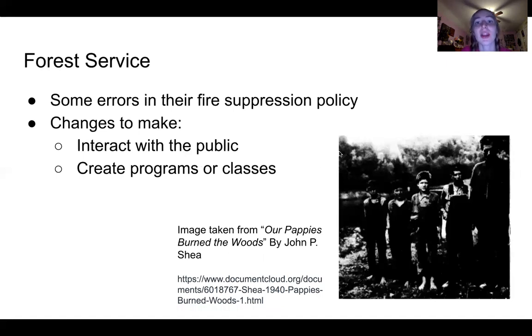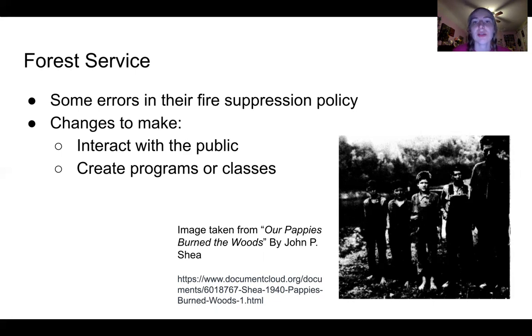Forest Service had some errors when they approached in Our Pappy's Burn the Woods. And so some changes to make or think about if you're doing a similar or you want to incorporate in your restoration is to interact with the public, with the community, figure out what they know. They assumed that the people didn't know much about fire and weren't educated, which was wrong.